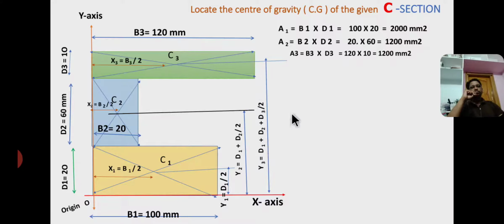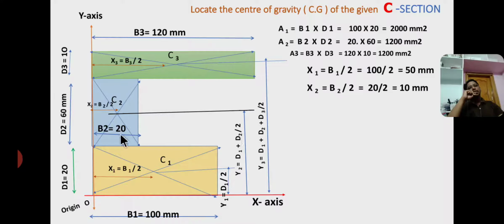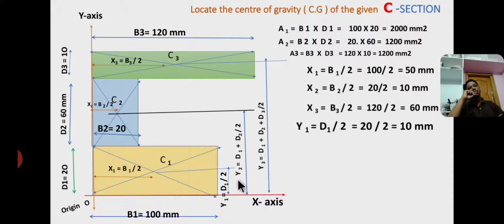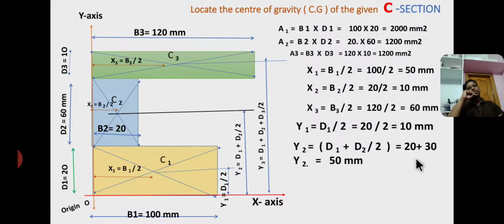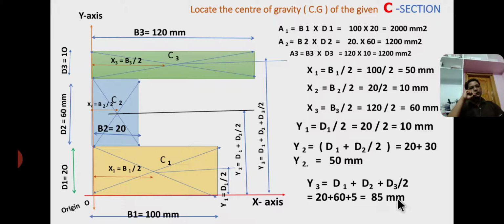Okay, from this figure, x1 equals base by 2 equals 50 mm, and x2 equals base 2 by 2 equals 10 mm, and x3 equals base 3 by 2 equals 60 mm, and y1 equals d1 by 2, that is 10 mm, y2 equals d1 plus d2 by 2 equals 50 mm, and y3 equals d1 plus d2 plus d3 by 2 equals 85 mm. So in the next slide I have written these values in tabular form.